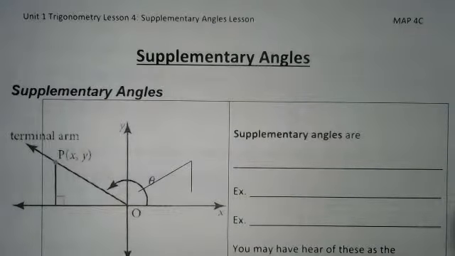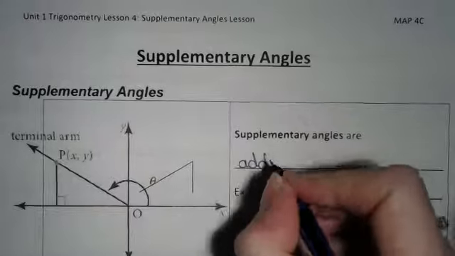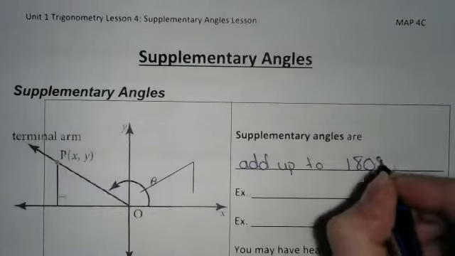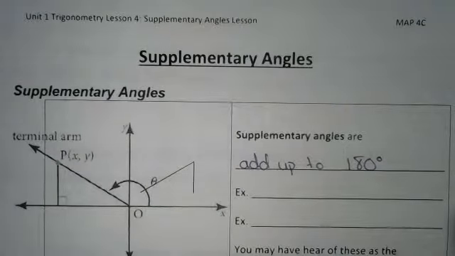So this lesson is on supplementary angles. Supplementary angles are defined as angles that add up to 180 degrees. So they add up to 180 degrees. So any two angles that add up to 180 are called supplementary.